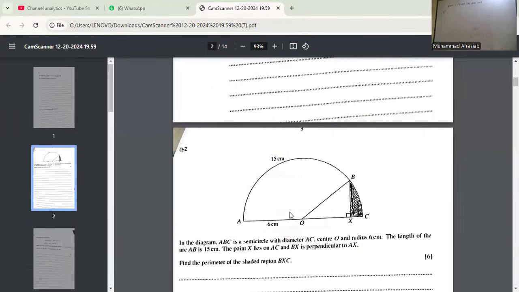Now question number 2. In the diagram, ABC is a semicircle with diameter AC, center O and radius 6 centimeters. The length of the arc AB is 15 centimeters and the point X lies on AC such that BX is perpendicular to AC. Now, you are going to find the perimeter of the shaded region BXC.